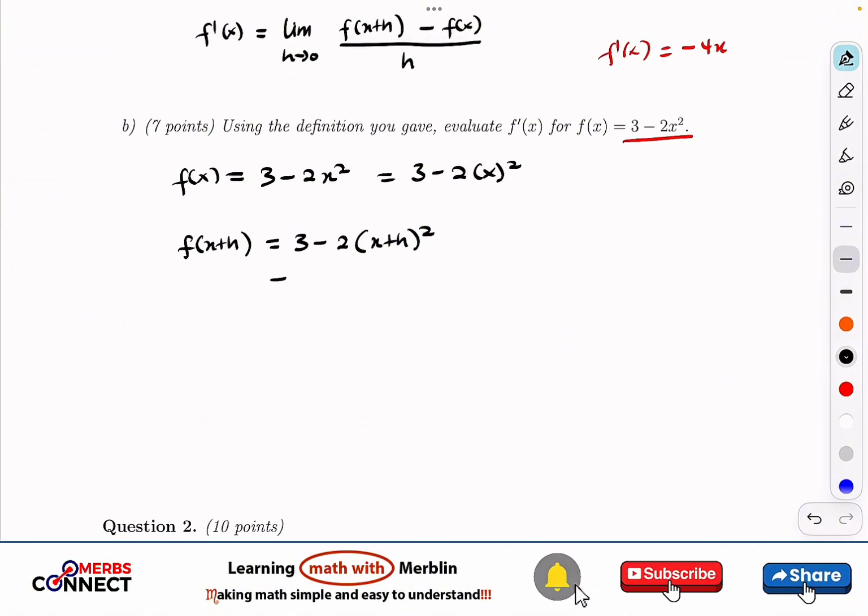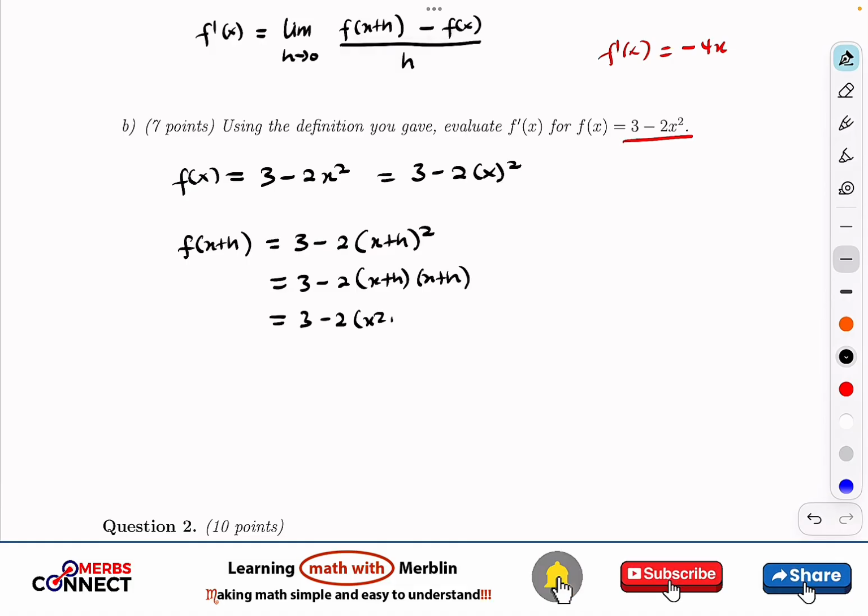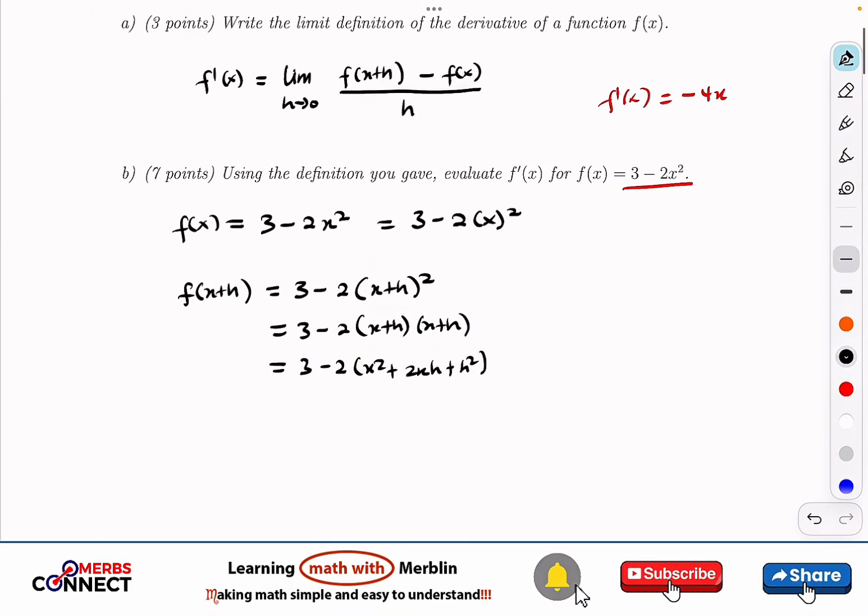Now what I'm going to do here is expand this. Minus 2, I can write this as x plus h, x plus h. This is the same as 3 minus 2. Now let's try and expand this: x squared plus 2xh plus h squared. When you are taking calculus, expansion and factorization are also very important in this course. So let's try and see what we can get from here.